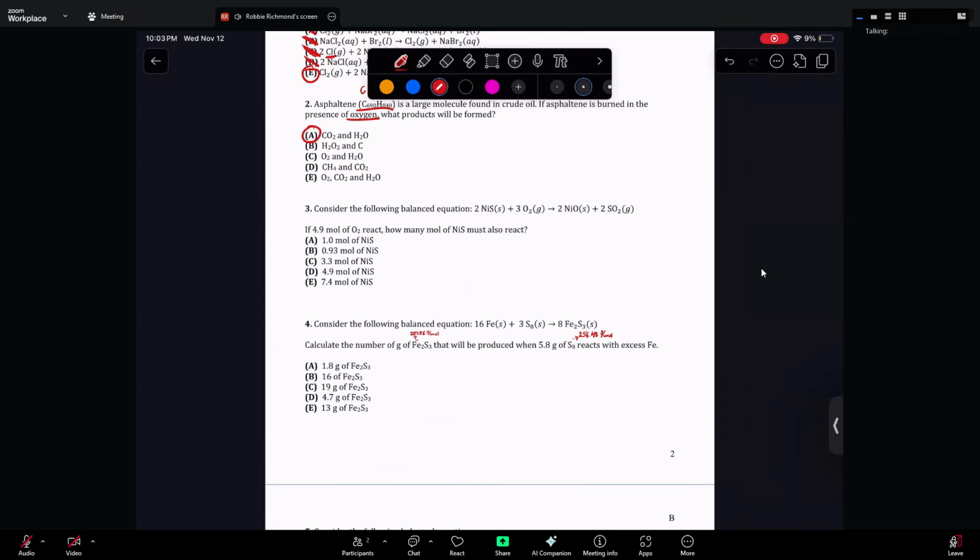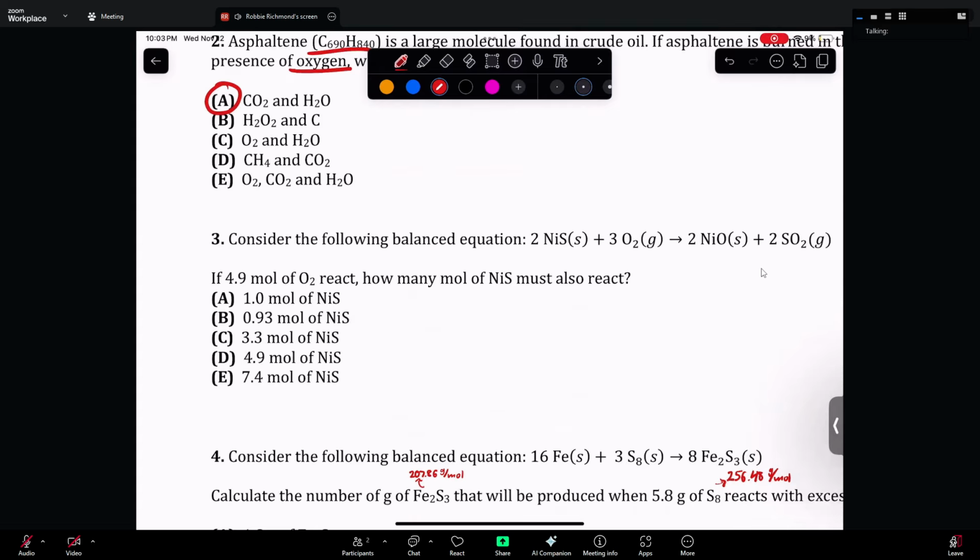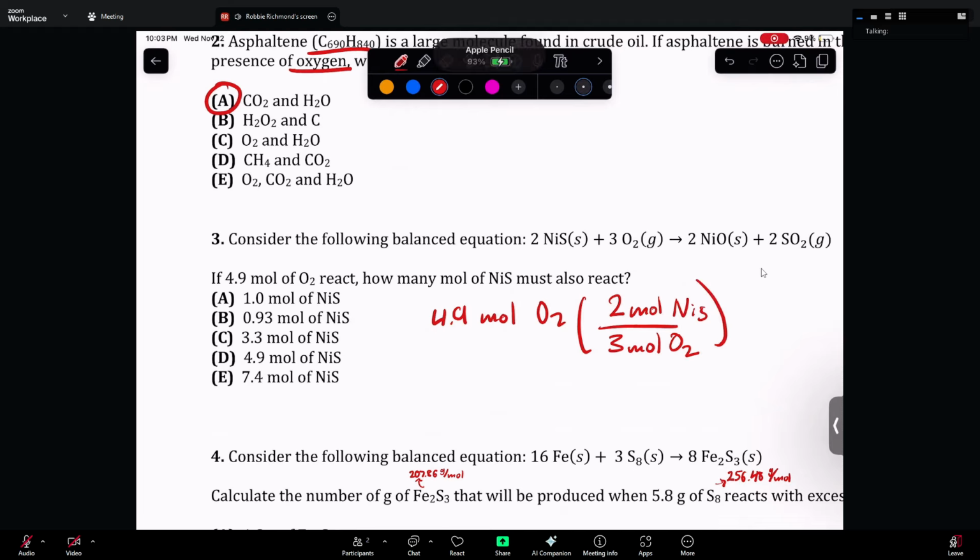Alrighty, number 3, we have the balanced equation. If 4.9 moles of O2 react, how many moles of NiS must also react? This is just simply using our stoichiometric ratio. So we have 4.9 mole of O2. Looking at our stoichiometric ratio, 3 mole of O2 is going to react with 2 mole of NiS. Put that in my calculator real quick. That is 3.3. Cool.